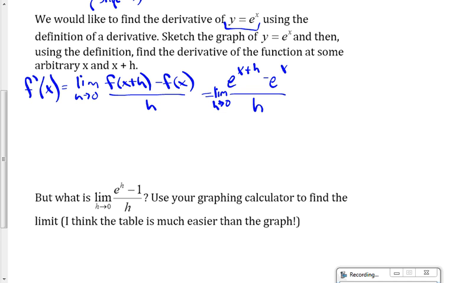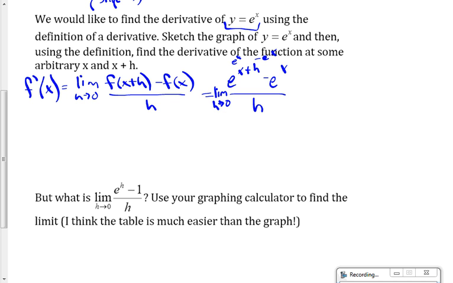Now, if we let h be 0, on the top we'd have e to the 0, which is 1. I'm sorry, we would not. Take that back. We would have e to the x plus 0, which is e to the x, minus e to the x, all over h. E to the x minus e to the x is 0. H is 0. We'd have 0 over 0, which means this limit probably exists. It's not one of those where the limit doesn't exist. It probably exists. We need some sort of tool in order to find it.